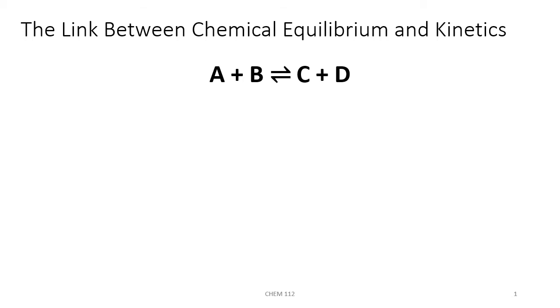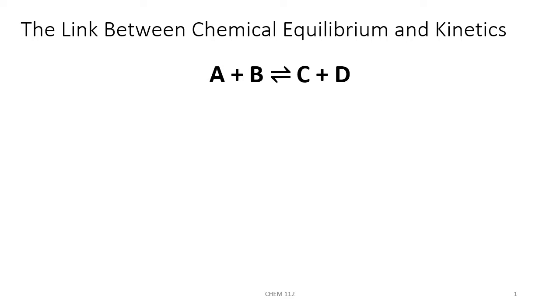In this last section, we'll look at the link between chemical equilibrium and what we learned in the last chapter over chemical kinetics and rate laws. If we imagine we have the reaction A plus B in equilibrium with its products C plus D. This is a reversible reaction where A and B can combine to form C and D, or C and D can combine and form A and B.